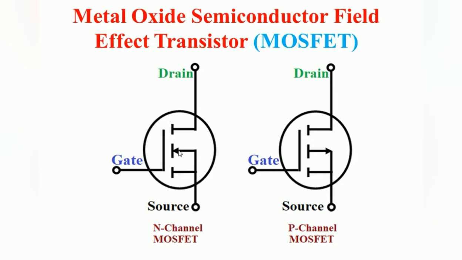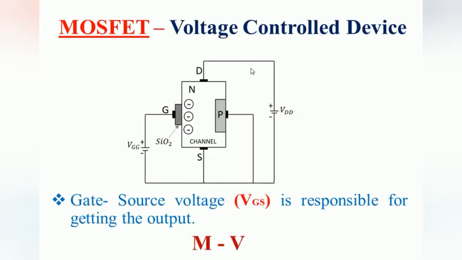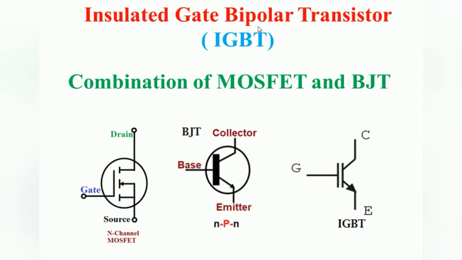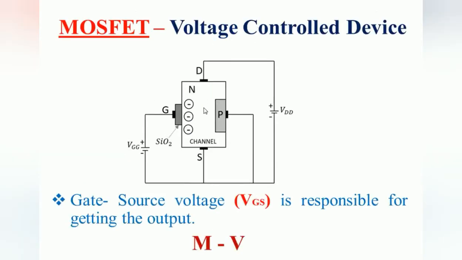Depending upon the arrow mark direction, if it is towards the junction, it is called N channel. If the arrow mark is away from the junction, it is called the P channel MOSFET. And here the MOSFET is called a voltage control device. So why? Normally in that MOSFET we have the terminals drain, source and gate.